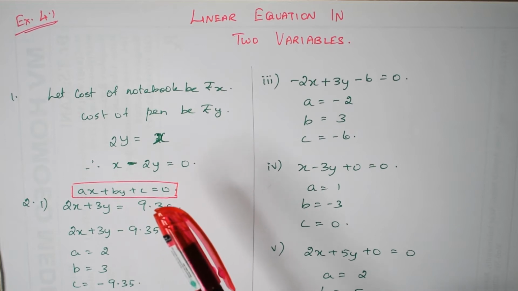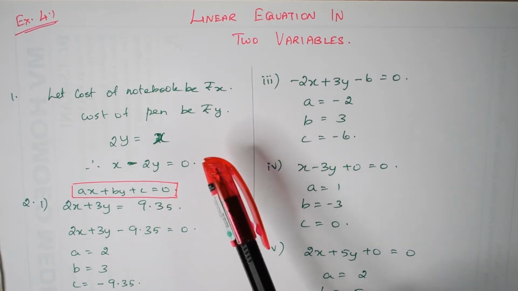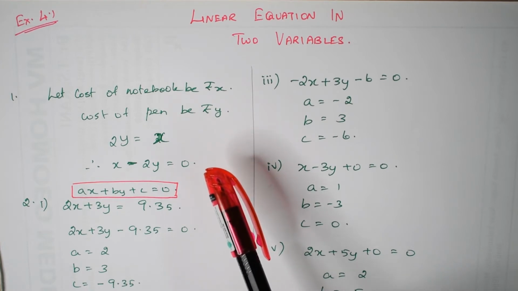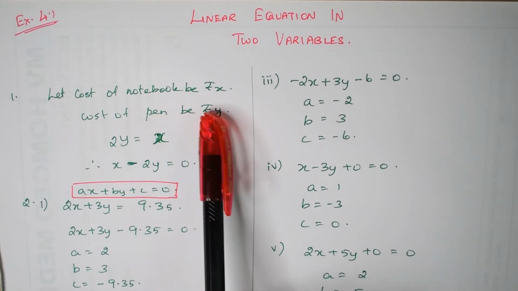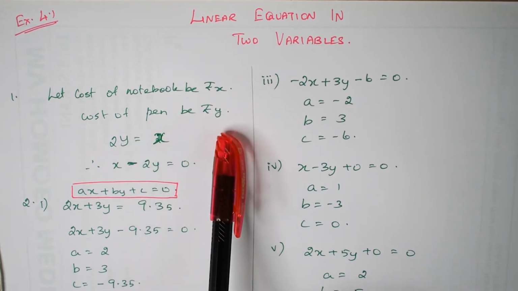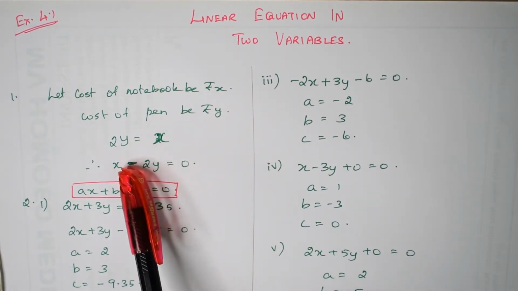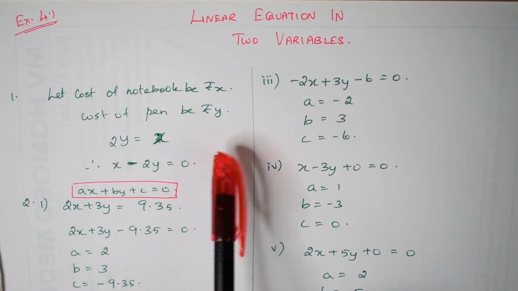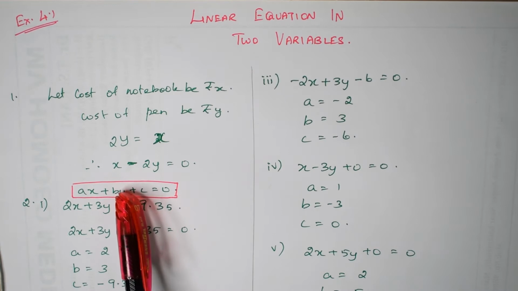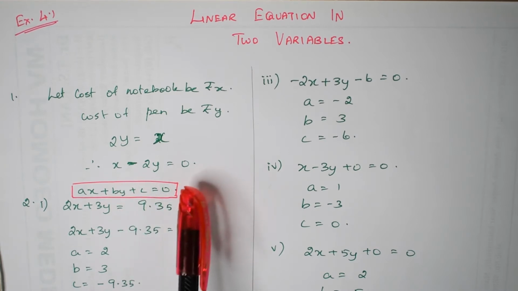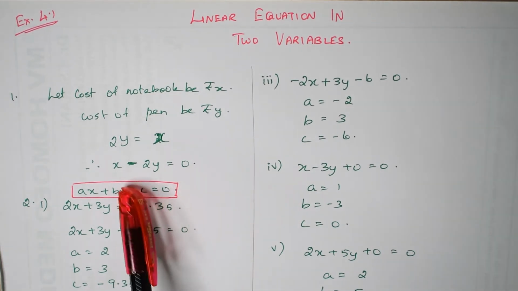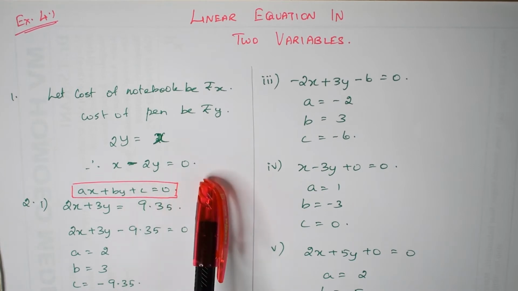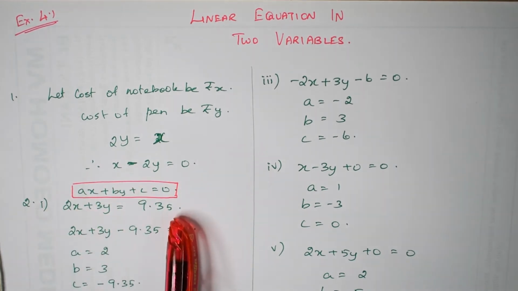So the first question is, they are teaching you how to frame a linear equation. The cost of a notebook is twice the cost of a pen. So let us consider the cost of a notebook be x and the cost of the pen be y, and so automatically the linear equation is 2y is equal to x, and when I make it a linear equation, it can be written as x minus 2y is equal to 0, because I want all the x coordinate and y coordinate on the left hand side and there is no constant, so I can write it as x minus 2y is equal to 0. This is the general format of a linear equation.